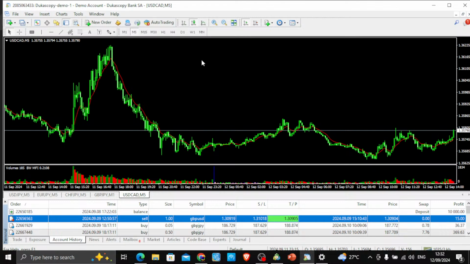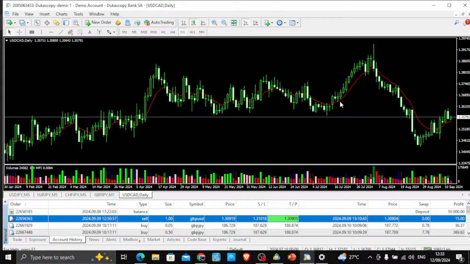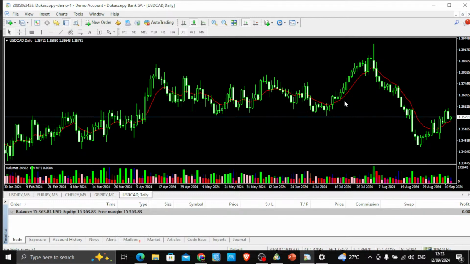Let's go. The first thing we do is to go to the daily time frame. We analyze what the daily time frame is doing. This is just a 9 period moving average. On this daily chart, let's start from weekly.